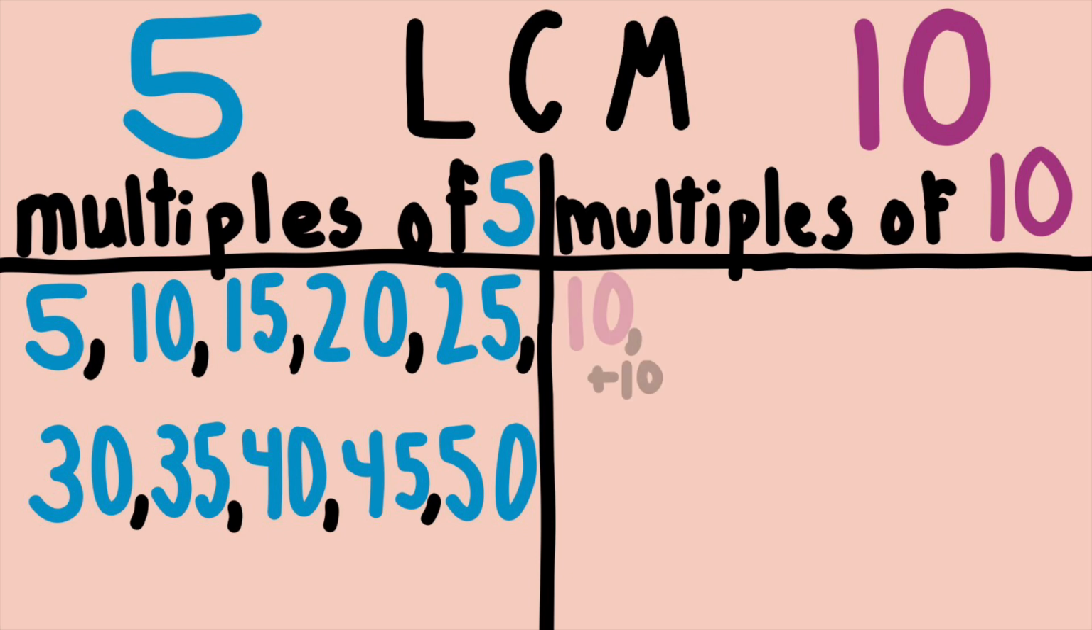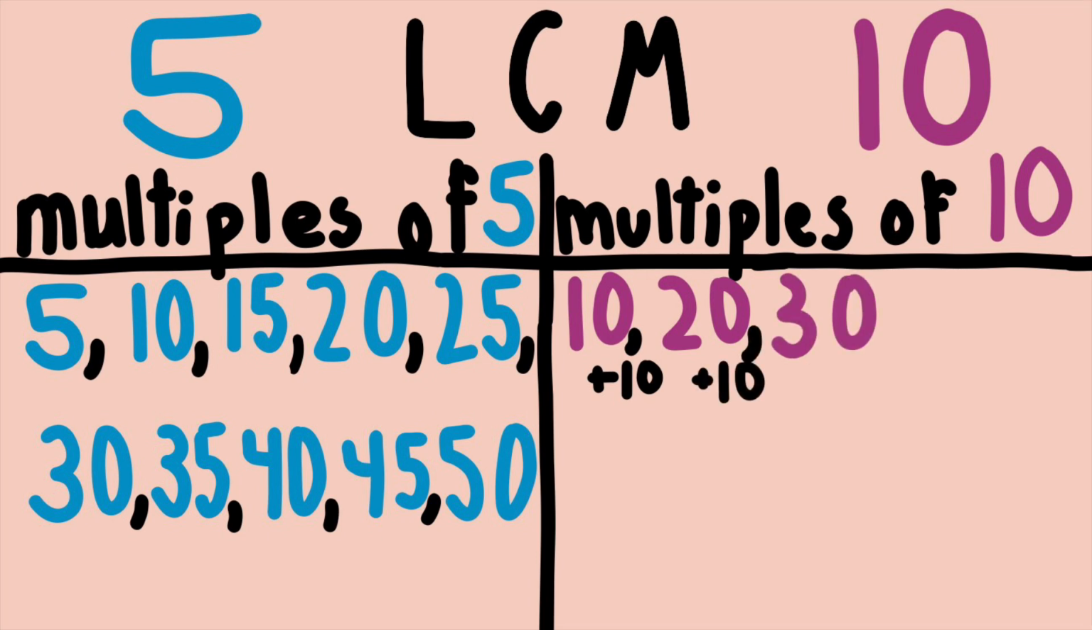Let's start off with the first one, which is just 10. To find the next one, we will add 10 to 10, which is 20. Next, we should add 10 to the 20, which will get us our next multiple of 30.